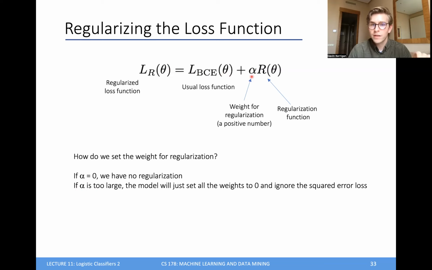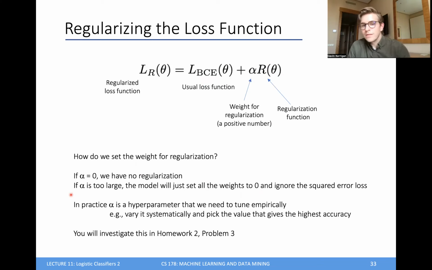If I make alpha really, really big, I only care about the value of this regularization function. So in practice, what will happen is if you make alpha very, very large, the model is just going to set all the weights to 0 so that this regularization function goes to 0. And it's going to ignore this binary cross entropy loss. Again, it's upweighting the complexity term, which has the effect of downweighting the classification term corresponding to this BCE loss.